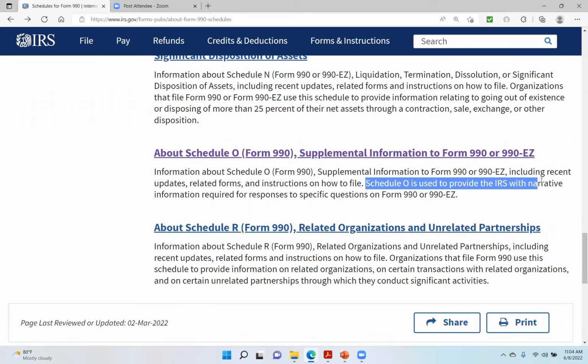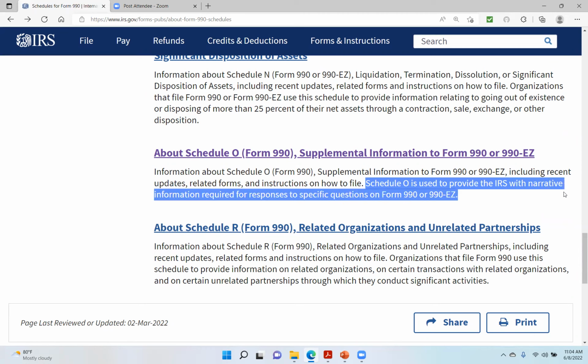use to provide the IRS with narrative information required for responses to specific questions on the Form 990 and Form 990EZ. So if you need to provide narrative, like in-depth information about your organization, you will use a Schedule O. A lot of people use Schedule O's too because they may have changed their direction of the organization in the fiscal year or that passed, and they want to make the IRS aware. They may have changed board members, things like that they have to put a narrative or tell a story about. That's what a Schedule O is used for, and it's very, very popular.